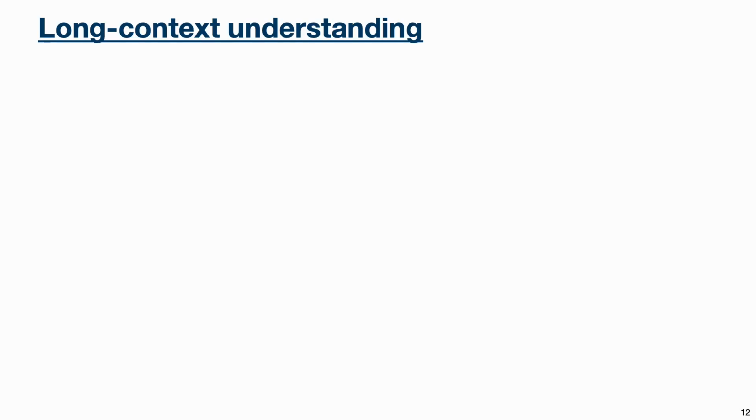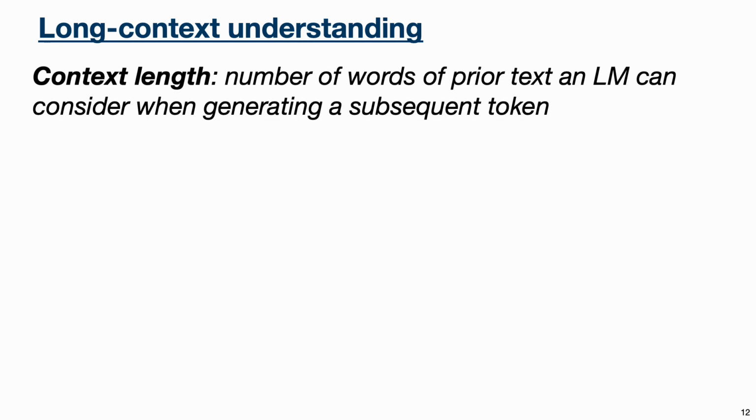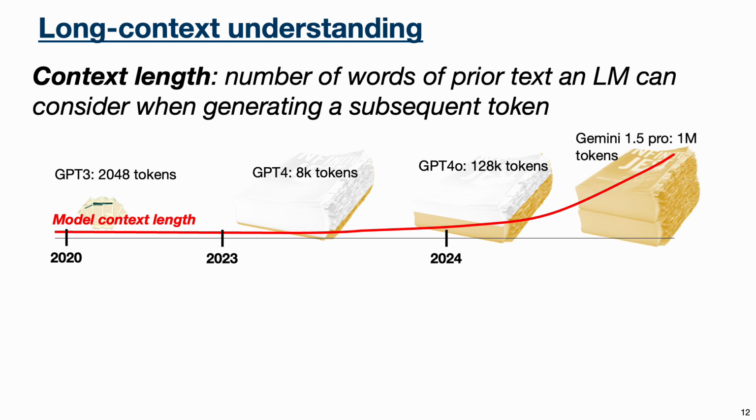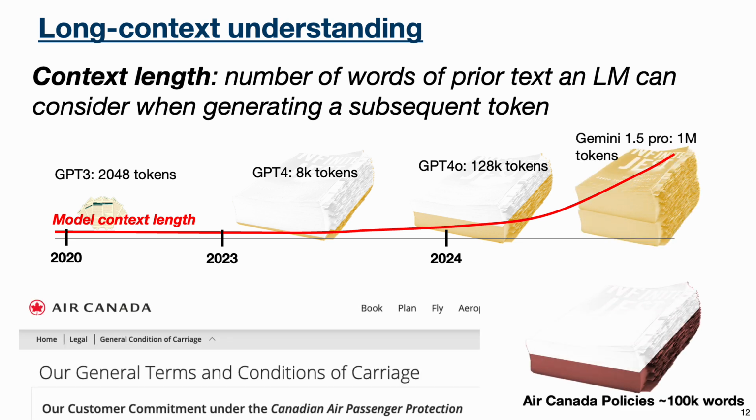So what is long context understanding? Long context understanding refers to the capacity for a model to input sequences of longer context lengths. The context length capabilities of models have been going up a lot over time, and it's going to be a useful solution to some of the problems that we discussed before. For example, if the entire Air Canada regulation policies could be stored in the memory of the model each time it's generating an output, perhaps it would be less prone to hallucinations.